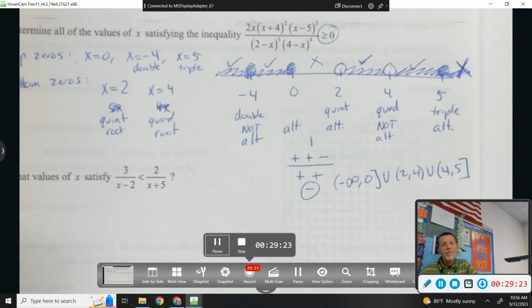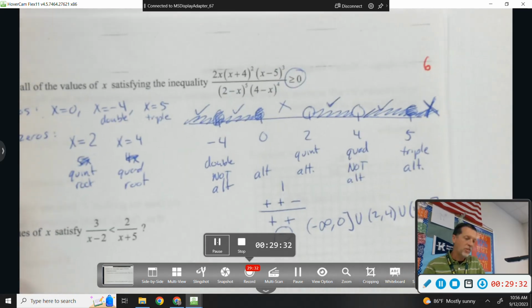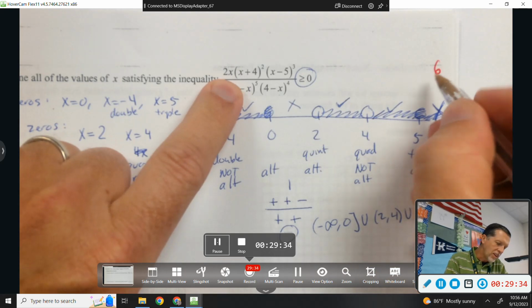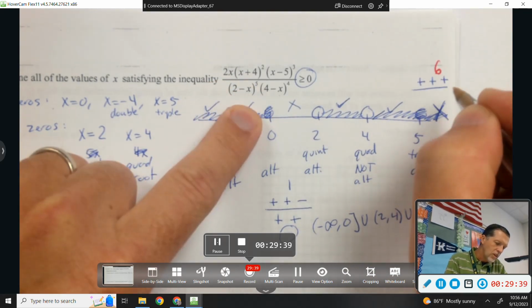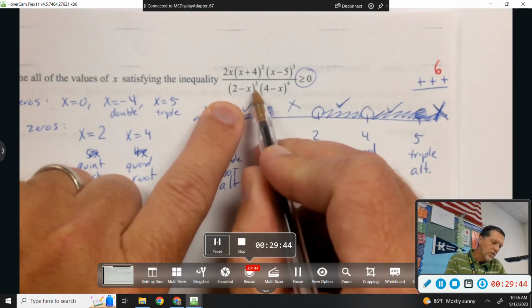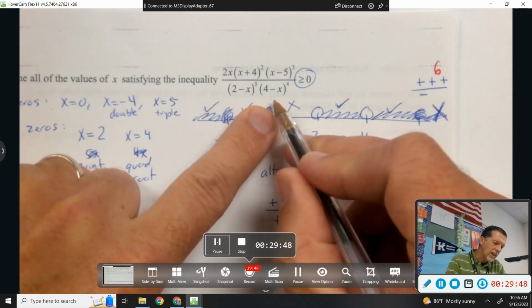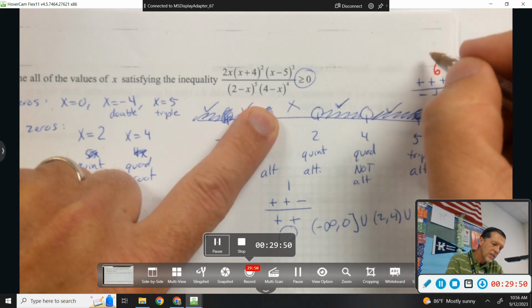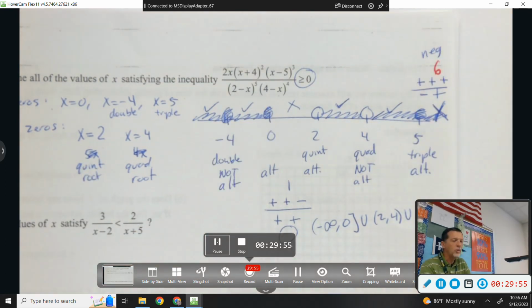Again, we did that the shortest way possible. If you get through and you're like, man, that was a whole lot of work, let's check 6. I'm going to check 6 just to make sure I did this right. So if I plug in 6, I get positive, positive, positive over, 2 minus 6 is negative, to the 5th stays negative, 4 minus 6 is negative, but to the 4th it becomes positive. So if I plug in 6, I get a negative. I don't want the negatives, so I was right.